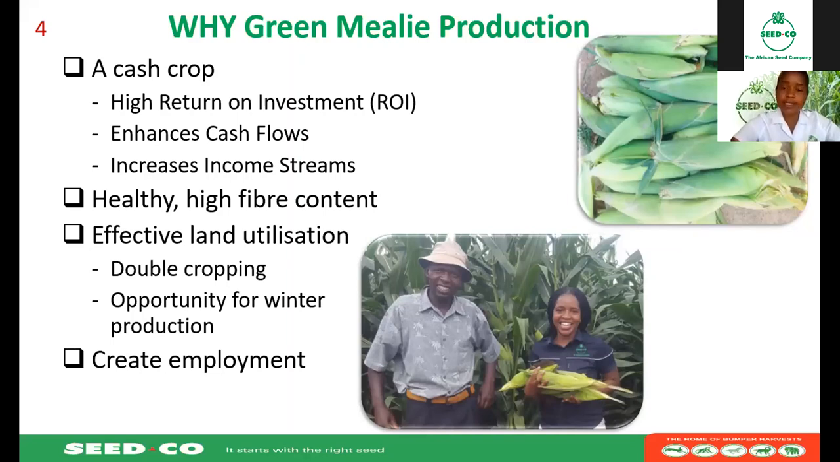He also mentioned that even if the grain reaches a period when it dries off, especially looking at the yellow maize, it is also good for stock feed. So he mentioned that it can also be processed as grain, and farmers can use it for stock feed.